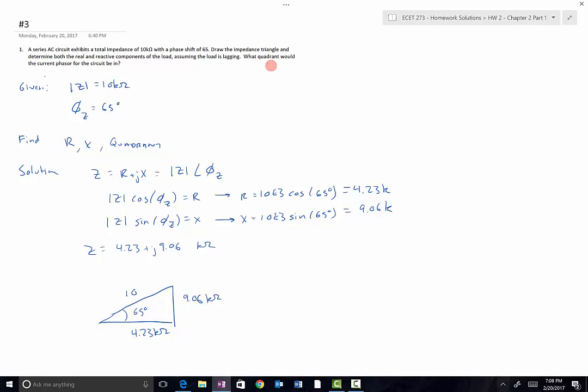What quadrant would the current phasor be in? Remember that the current always has the opposite angle to the impedance vector. That means this current is going to be at negative 65 degrees. So, taking voltage as the reference, I is going to be in the fourth quadrant. It's going to be a lagging current. Lagging currents occur in the fourth quadrant.